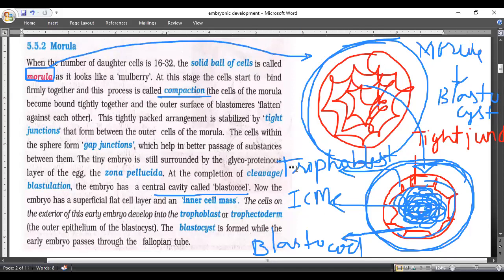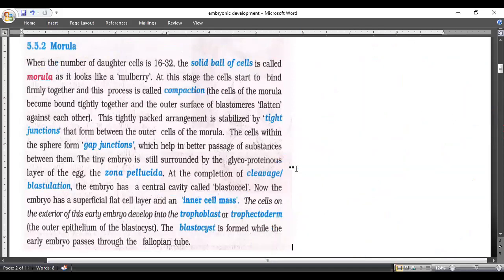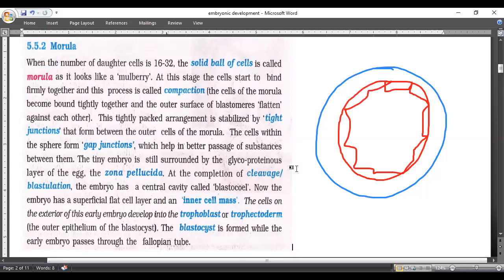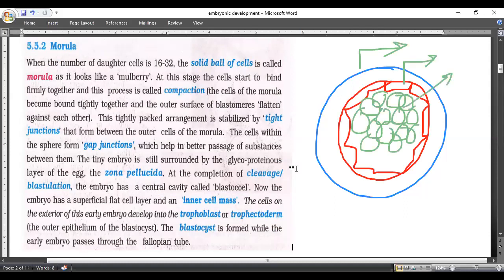So this is the zona pellucida. Below that, the tightly packed cells, that means the flattened cells which are tightly packed against each other, we call trophoblast cells. And the inner loosely aggregated cells we call inner cell mass. So this is the zona pellucida, this is trophoblast, and these are inner cell mass. These are the participants in this paragraph.